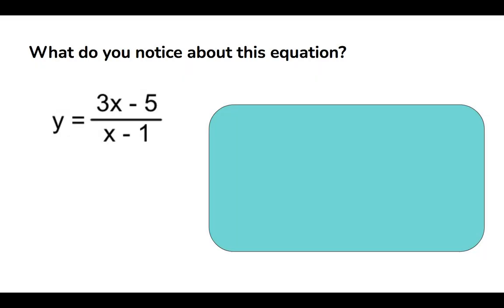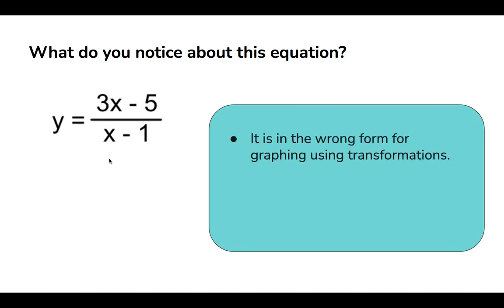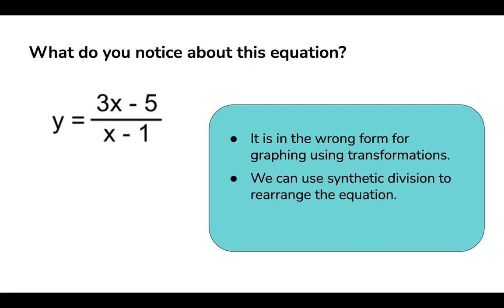Let's take a look at this problem. What do you notice? The first thing that I notice is that I have an x on the top and the bottom, and we've never seen that before. See, this equation is in the wrong form. We cannot graph this one using transformations. So we're going to have to rearrange this information, and we're going to use synthetic division to do that.